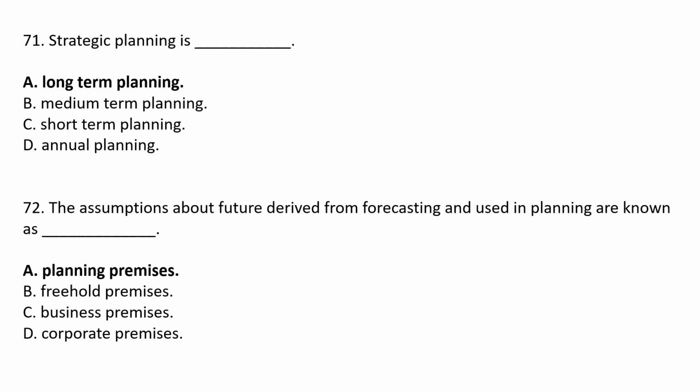Strategic planning is dash. Option A long-term planning, Option B medium-term planning, Option C short-term planning, Option D annual planning. The correct answer is Option A long-term planning. The assumptions about the future derived from forecasting and used in planning are known as Option A planning premises, Option B freehold premises, Option C business premises, Option D corporate premises. The correct answer is Option A planning premises.